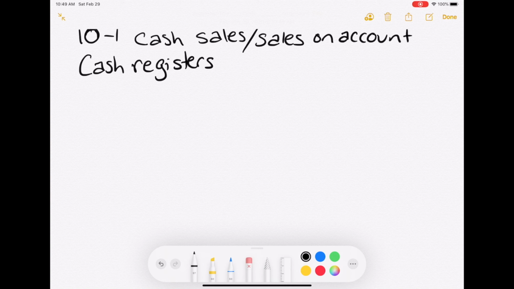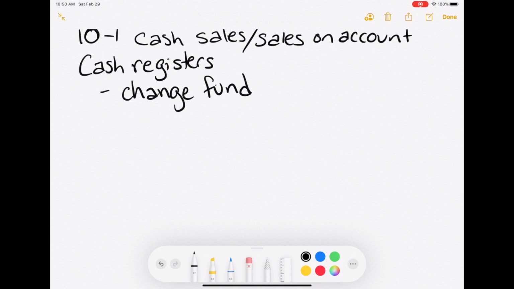In a cash drawer, you start with something called a change fund. Usually that's $100 to $500 depending on how big the business is, and that is obviously to give change throughout the day when people give you the incorrect amount so that you can give them change back.